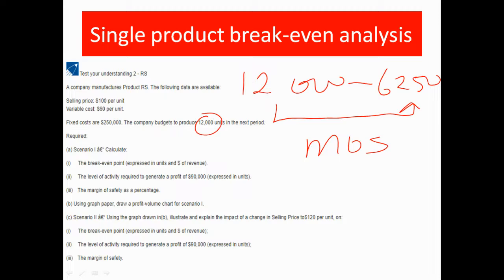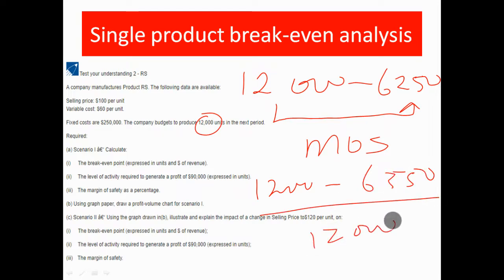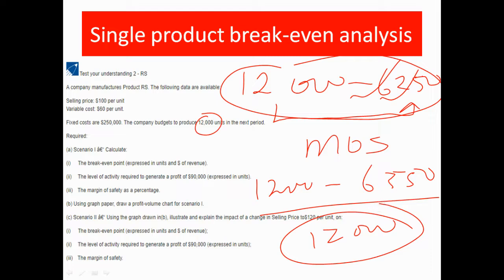In percentages, it will be 12,000 minus 6,250, then divided by 12,000, expressed as a percentage. So you might be required to calculate a margin of safety in units, and you just use this formula, 12,000 minus 6,250. Then if you are required to calculate it in percentages, you take the difference here, then you divide by 12,000. So that is how you could calculate the margin of safety.